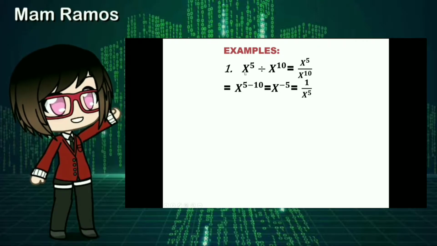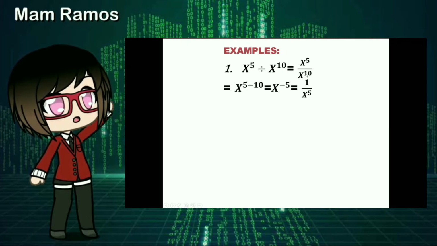We have examples. Number 1, x to the fifth power divided by x to the 10 will be equal to x to the fifth over x to the 10, and this is the fractional form, will be equal to x to the fifth minus 10, which is x to the negative 5, and the reciprocal is 1 over x to the fifth power.